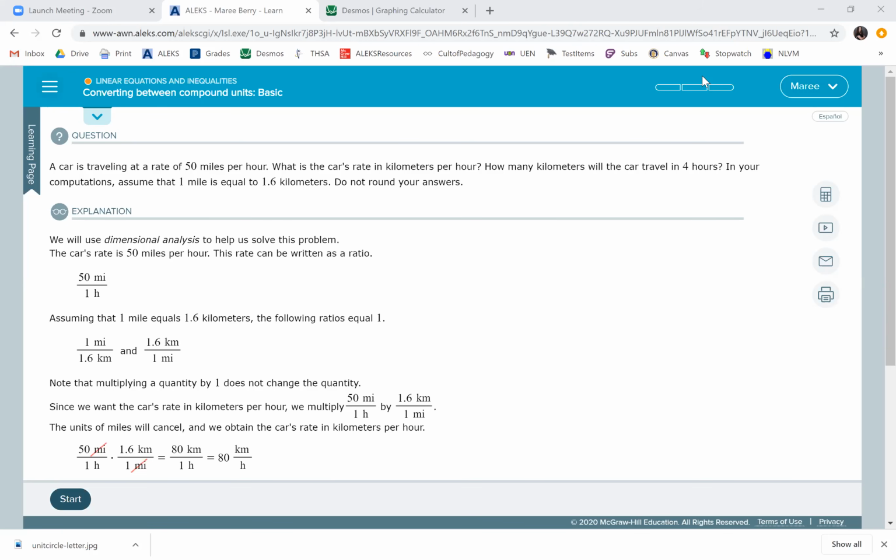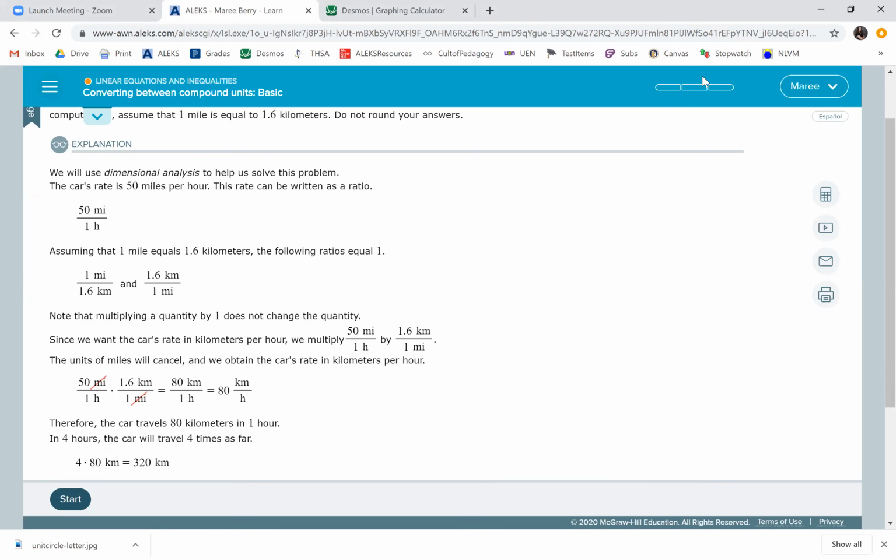So for example, this says a car is traveling 50 miles per hour. What is the car's rate in kilometers per hour? How many kilometers will the car travel in 4 hours? So in your computations, you have to assume that 1 mile is equal to 1.6 kilometers and do not round your answers. So what you want to do, dimensional analysis is what we call this method.